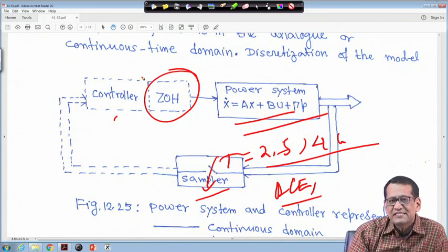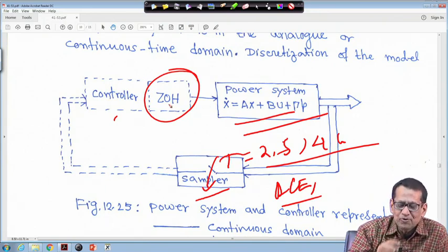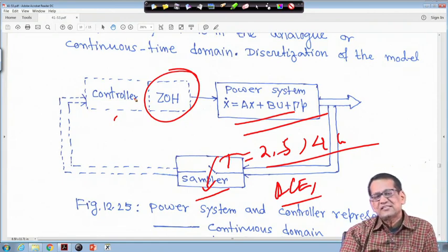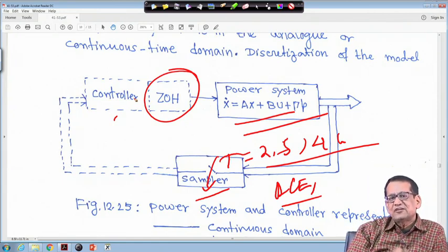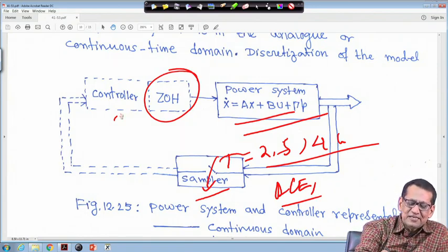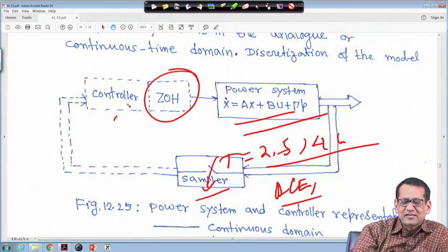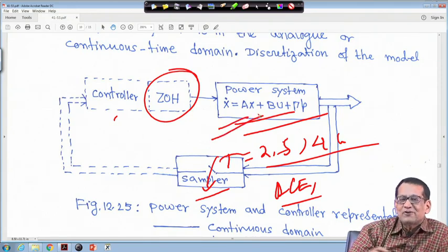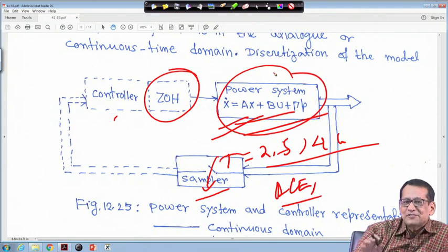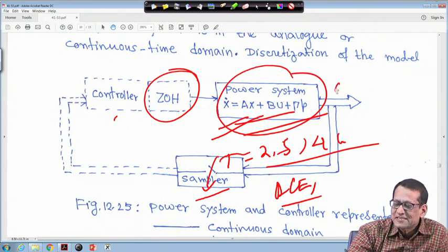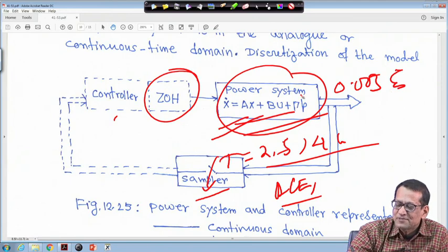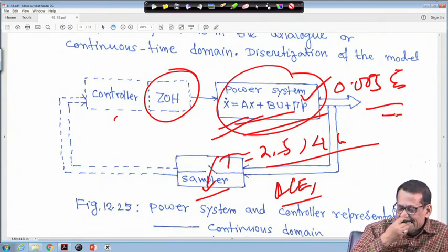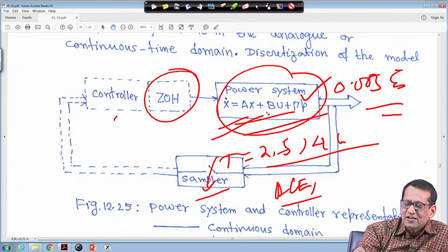Till the next sampling instant comes, this zero order hold holds the output of the controller, right. Suppose you take T equal to 2 seconds. If it is an integral controller only, the output will be computed, and till the next sampling instant comes, the zero order hold will hold that signal. But the power system you are solving continuously, mathematically. Suppose you have taken an integration step length of 0.005 second for solving this.